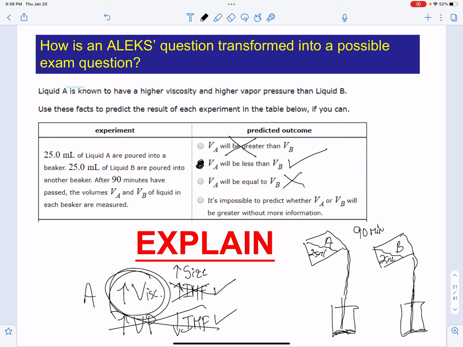So when you do this type of problem, organize your data like that. What is this telling me about? Do I know the definition of the property first, like viscosity? Do I know how it relates to intermolecular forces? Can I visualize an experiment like this? Can I do a drawing and really see what's going on? That would be the best way to answer a problem like this.